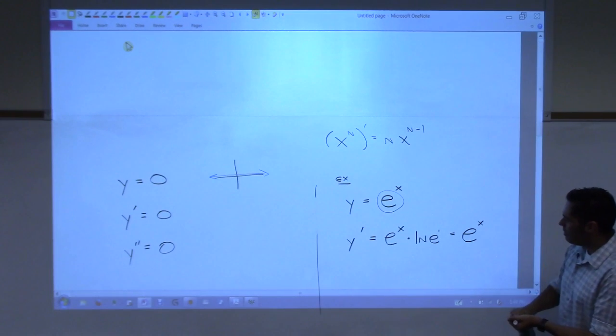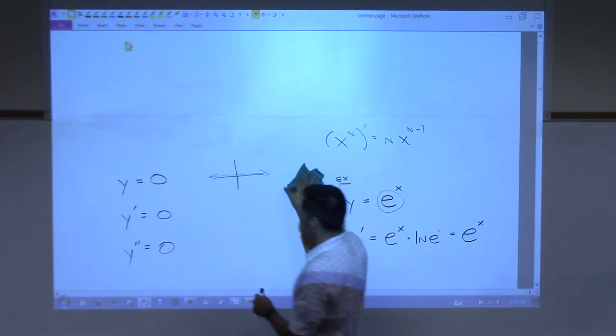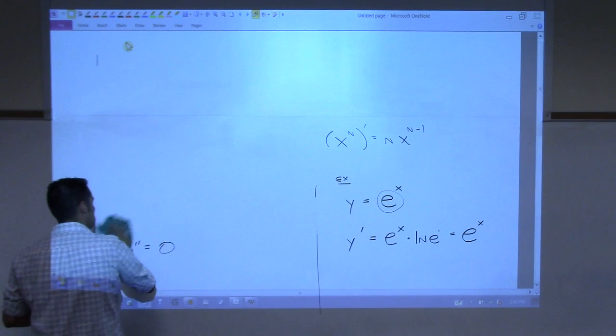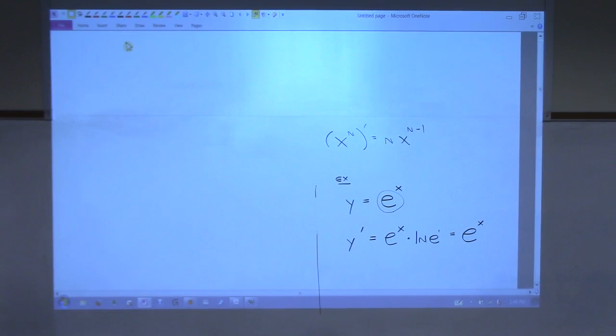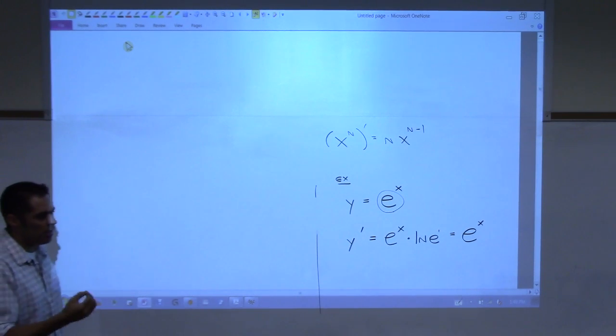Now, I'm going to try and tie this into a picture. It's not perfect. You could argue what perfect means, but it's unique. It's the only one that behaves this way. There is no other function that does this.